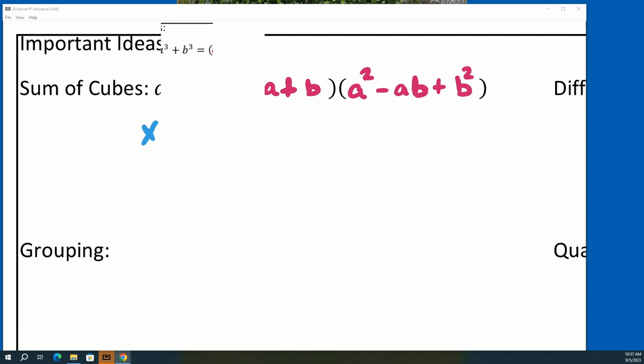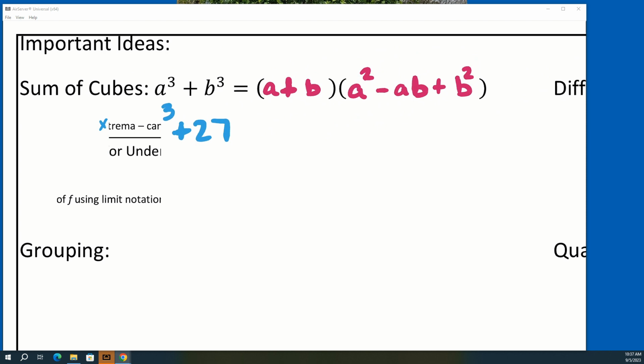So this example, we have x cubed plus 27. So you do need to recognize that x cubed is a perfect cube, obviously, and so is 27. So what is the cube root of 27? What times itself 3 times gives you 27? 3. So we find each cube root, bring it over with the sign, and then square the first one, change the sign, multiply them together, and then plus, and then square the 3.